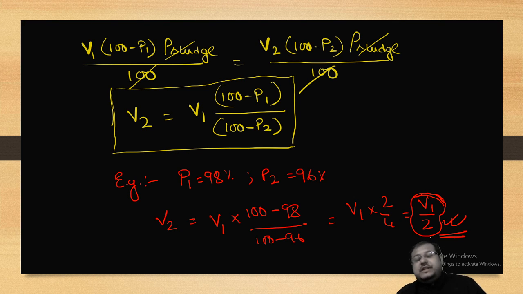So just by reducing only 2% of the moisture content, what are you getting? You are getting half of the volume. Directly you are reducing the volume to half. So it is clear how strong the process is.